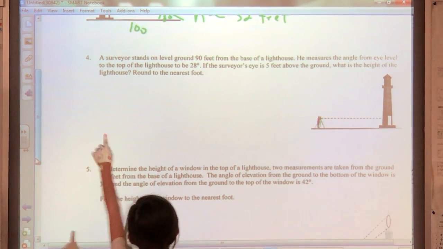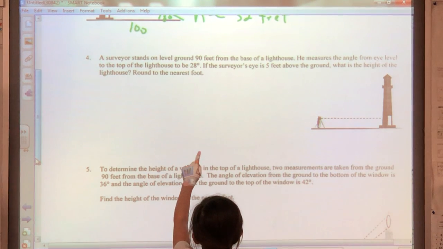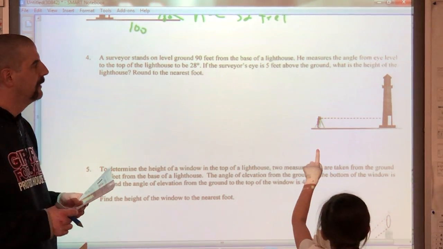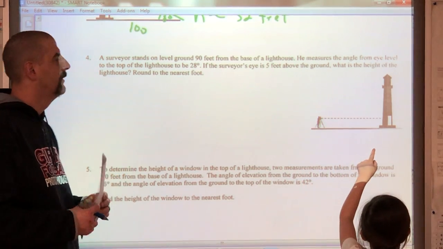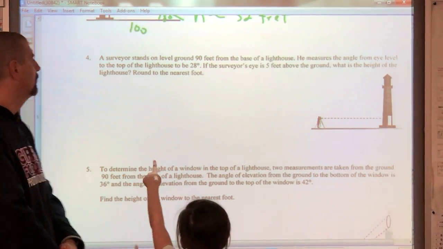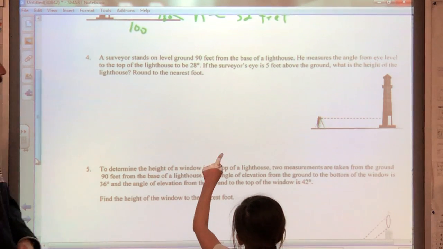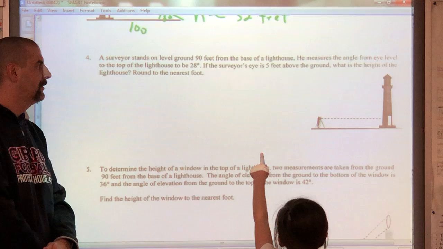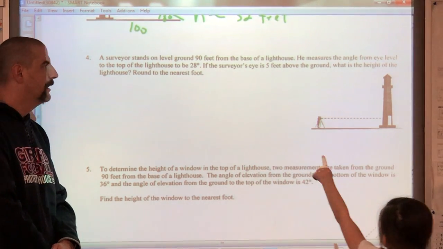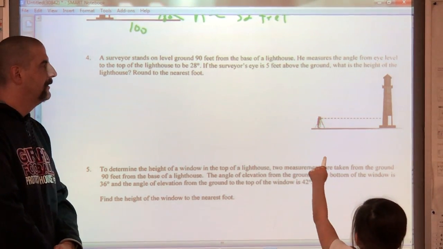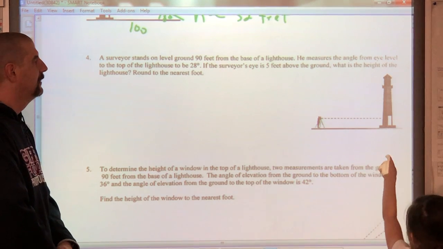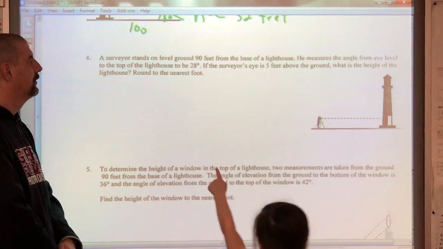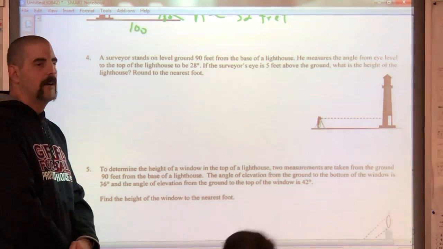Surveyor stands on level ground 90 feet from the base of a lighthouse. He measures the angle from eye level to the top of the lighthouse to be 28 degrees. If the surveyor's eyes are 5 feet above the ground, what is the height of the lighthouse? Round to the nearest foot.